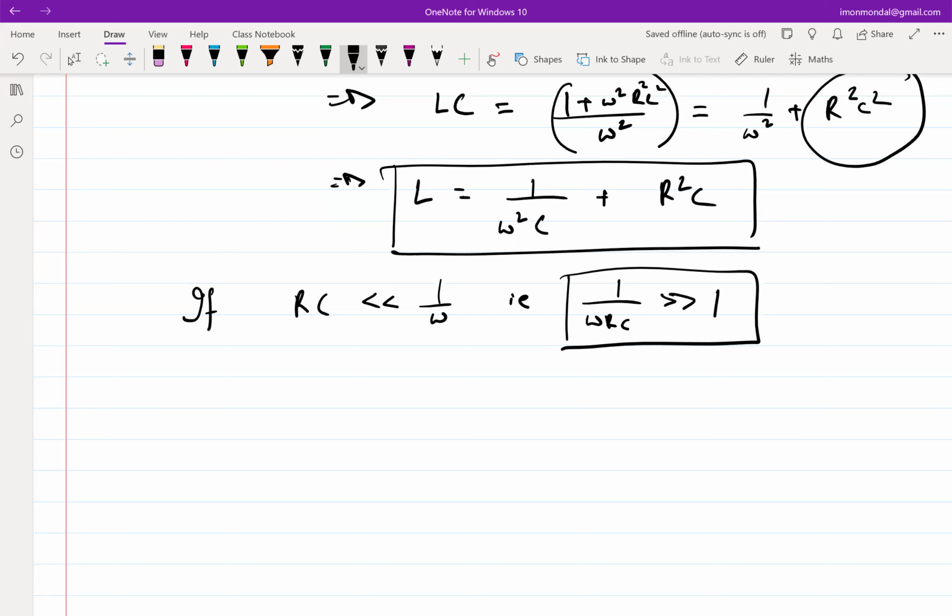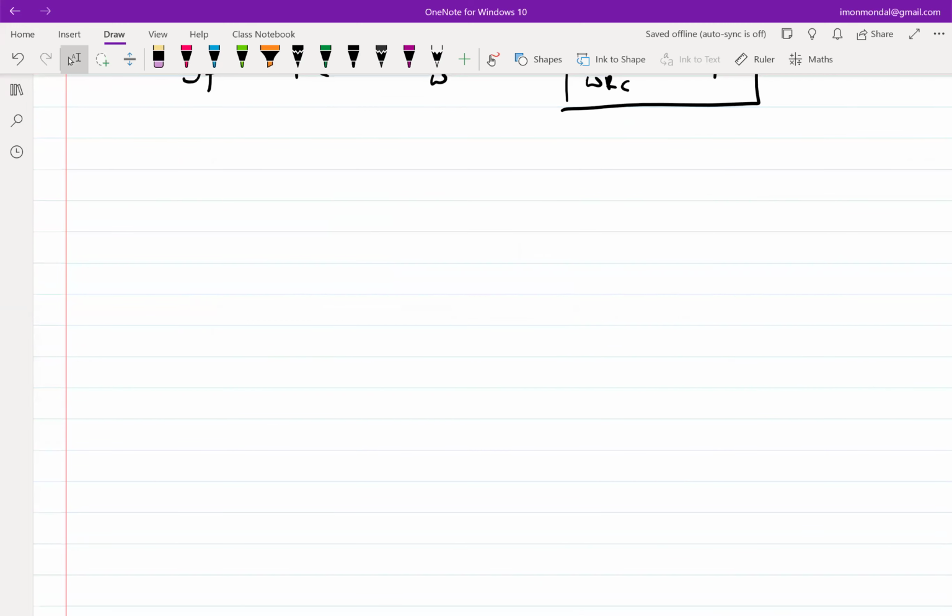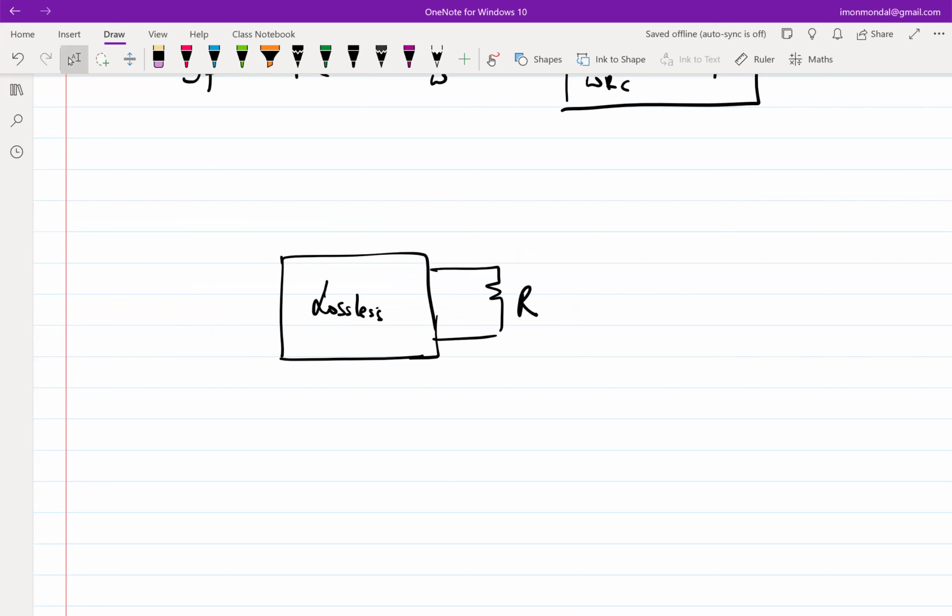we used that philosophy to come up with impedance transformation, right? So what was the philosophy? The philosophy was, if I have a lossless network and we have an R here, and I apply a voltage V in, and I see the current is I in, and based on the lossless network, I see this voltage is V in by N, right?